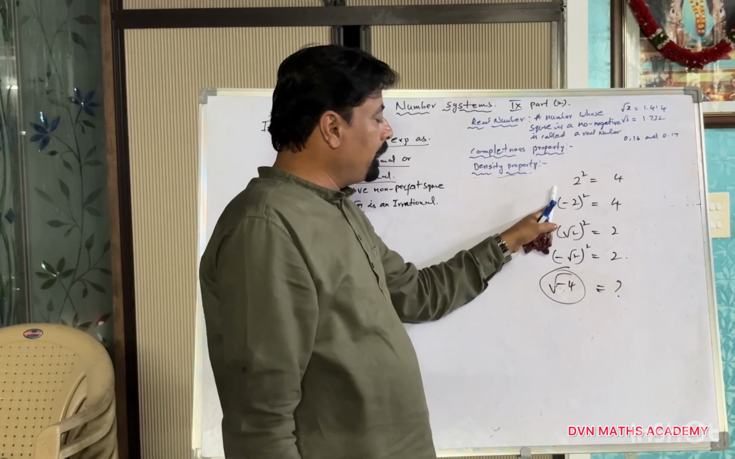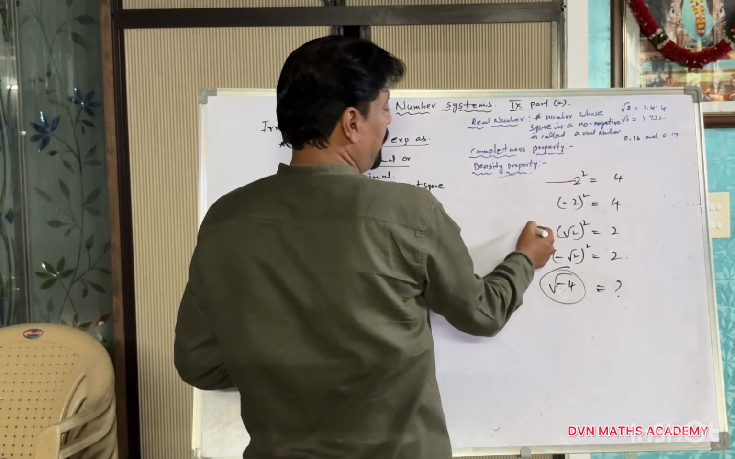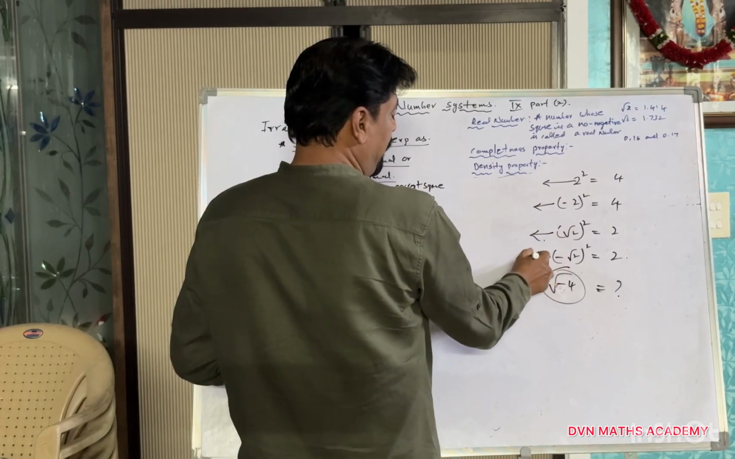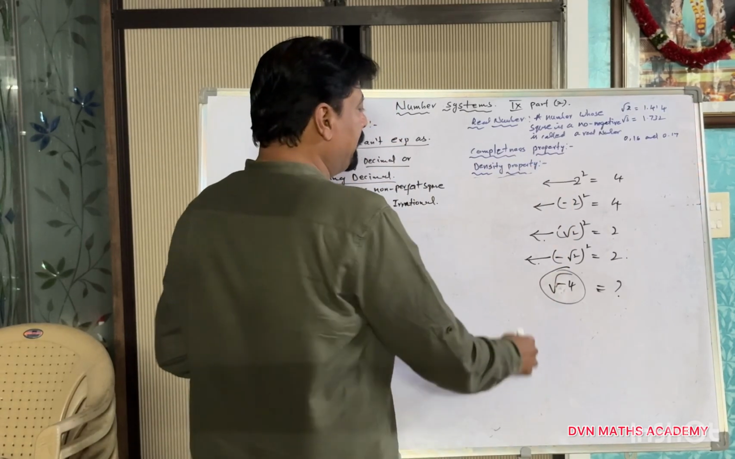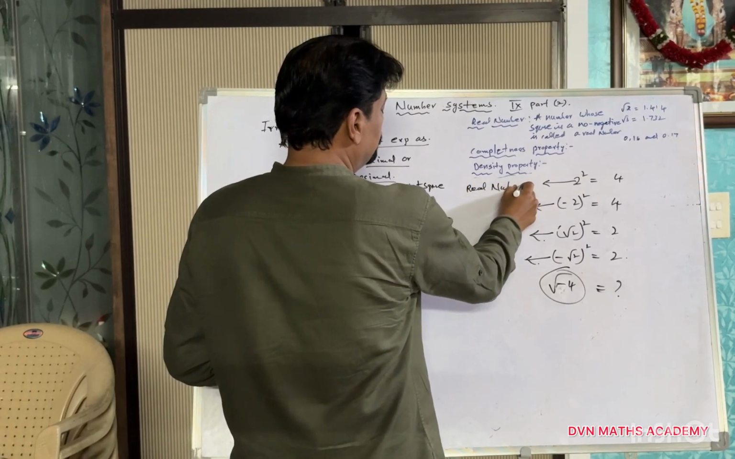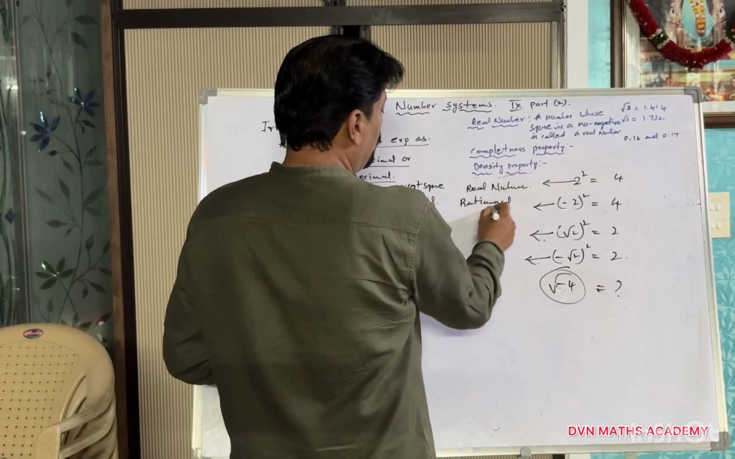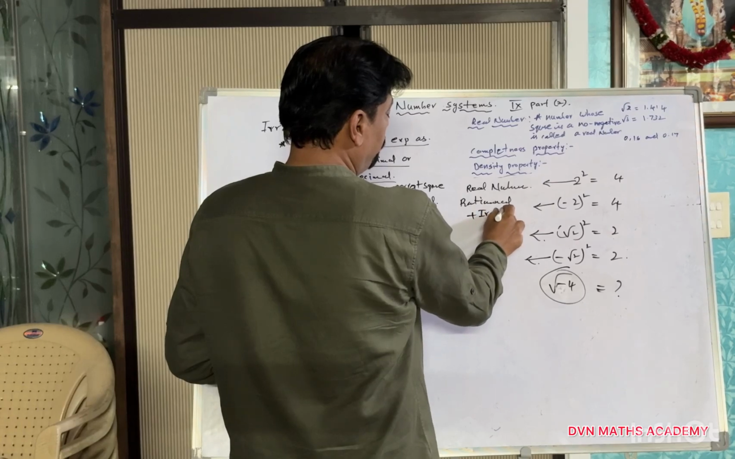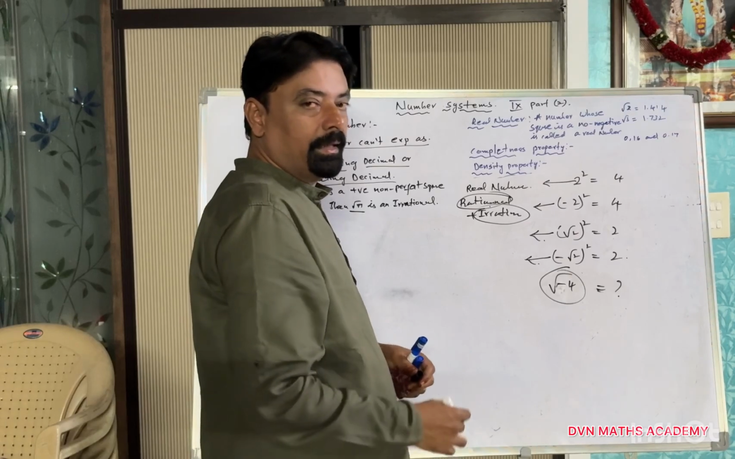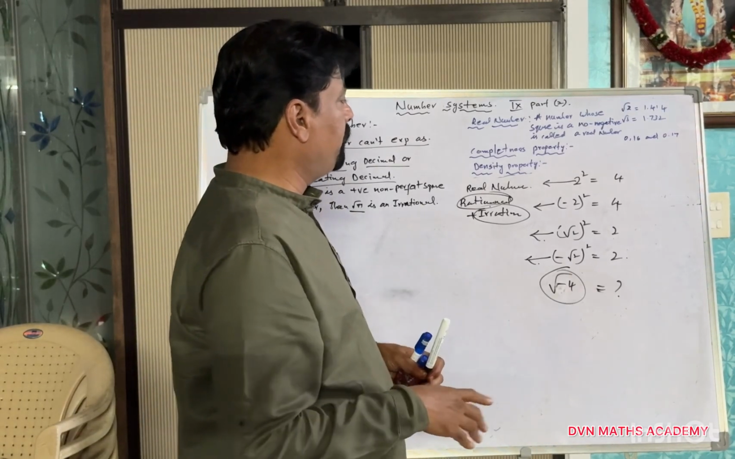So here, according to these statements, you want to observe one thing. 2 is a real number, minus 2 is also a real number, root 2 is also a real number, and minus of root 2 is also a real number. Therefore, real numbers means all rational plus irrational. All rational numbers or irrational numbers are called real numbers. So this is the simple definition of a real number.